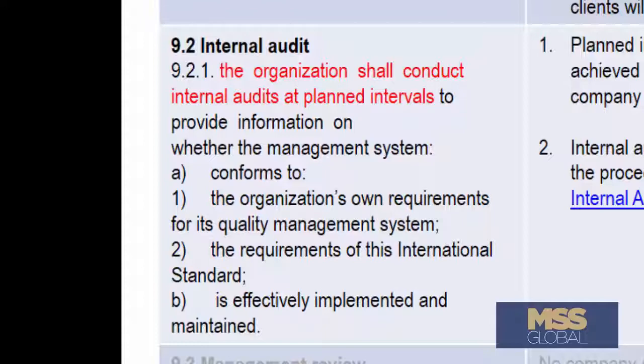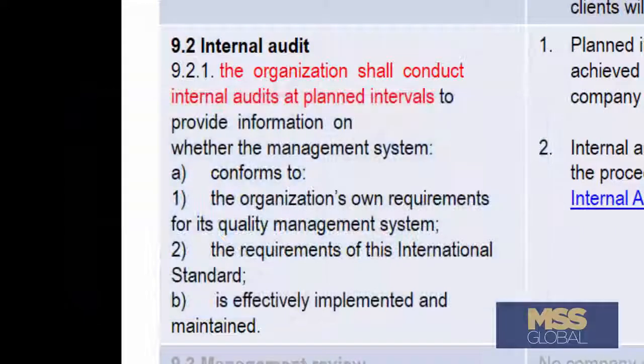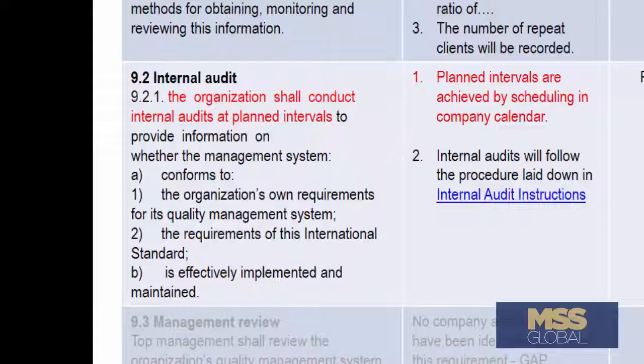As you can see, 9.2. The organisation, that's us, so I often just put our own name in here. My taxi company shall conduct internal audits at planned intervals. How are we achieving that though, that particular planned intervals? In this example, as with all other examples that I'm putting in here, MSS Global is not giving a solution that you should necessarily follow, as all companies will be looking at doing what is fit for their purposes, and they need to come up with their own best practice solution.